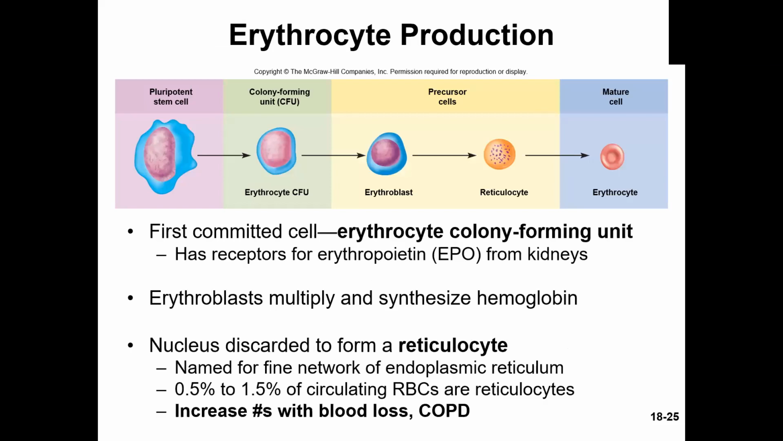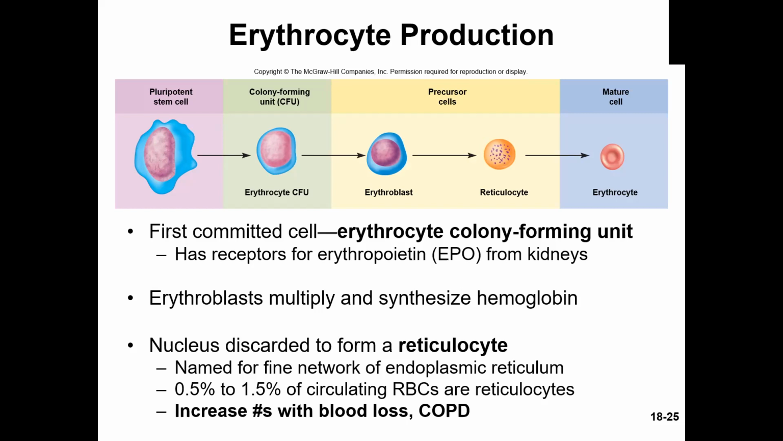Now let's go back to this picture where we're talking about erythrocyte production. Again, we started with the pluripotent stem cell. It goes into what's called an erythrocyte CFU. That's the first committed cell in the line that knows what direction it's taking. This is going to be inspired by a substance called erythropoietin, or EPO, that comes from the kidneys. So it is a hormone that's going to impact what gets made. Erythroblasts then will multiply and synthesize hemoglobin.